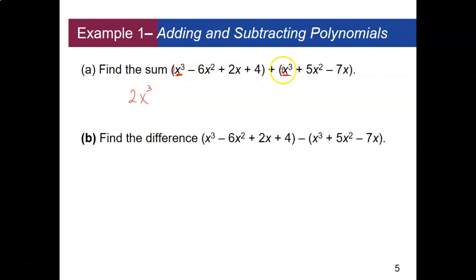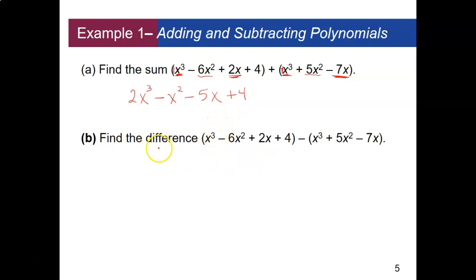So we don't do anything with our powers when we add these, we just work with the coefficients in front of those. Okay, if we move on to the x squareds, we have a negative 6x squared and a positive 5x squared. So negative 6 plus 5 is going to give me negative 1x squared. Okay, here we have a 2x and a negative 7x. If I combine 2 and minus 7, I'm going to get a minus 5x. And then I'm going to have a plus 4 because I don't have anything to combine with that.